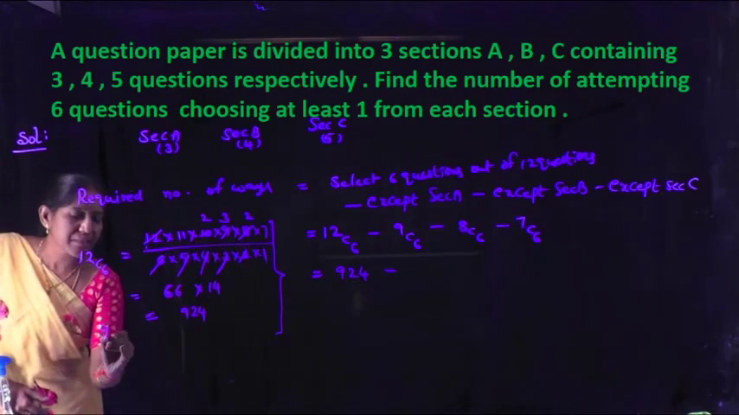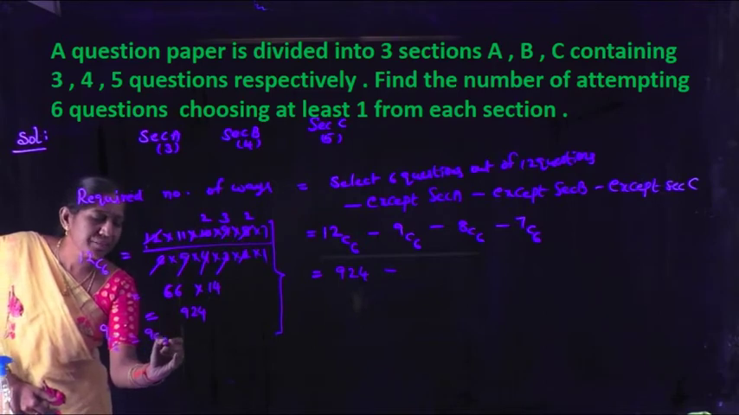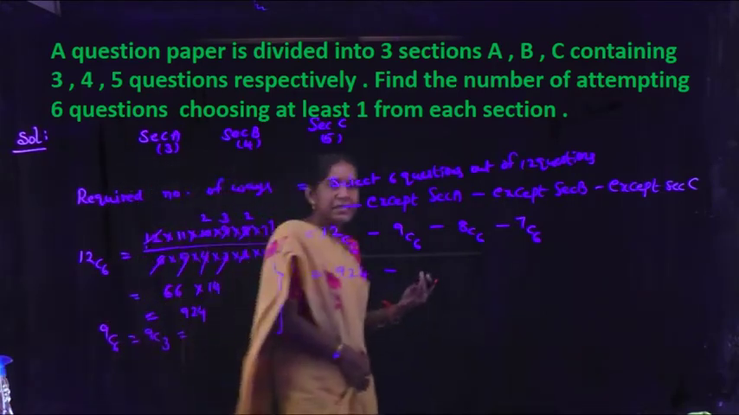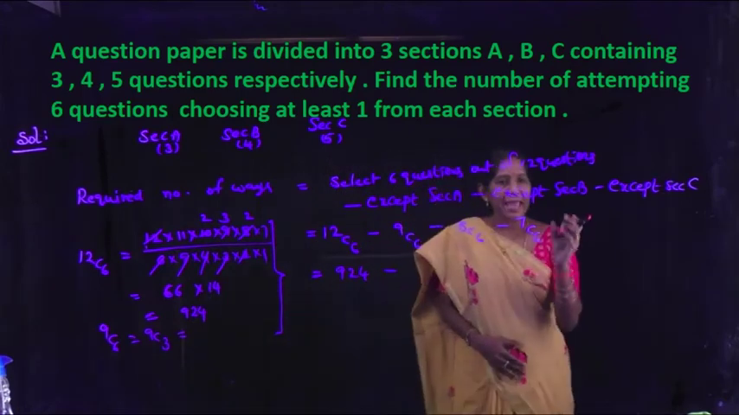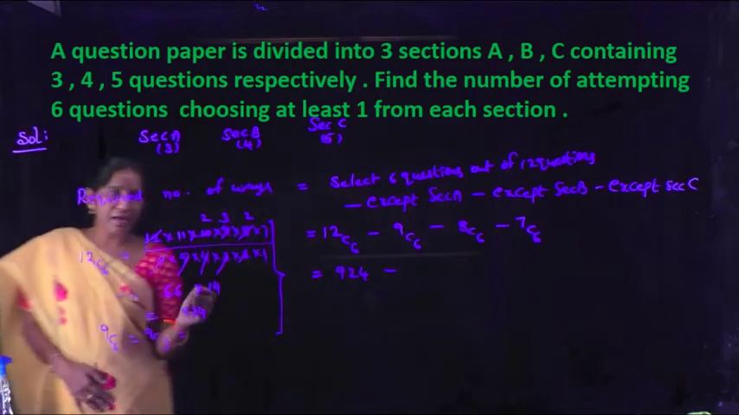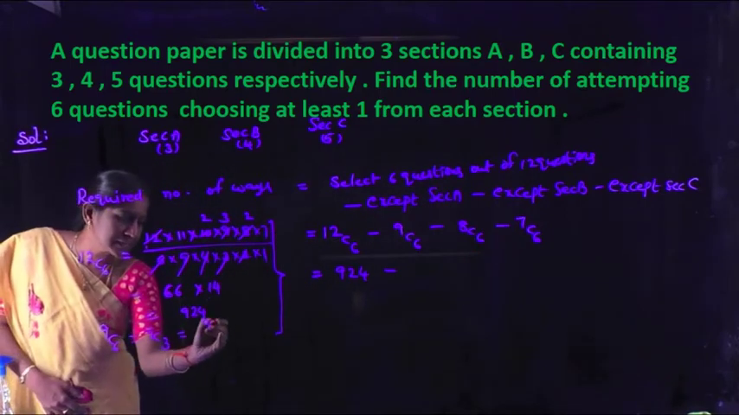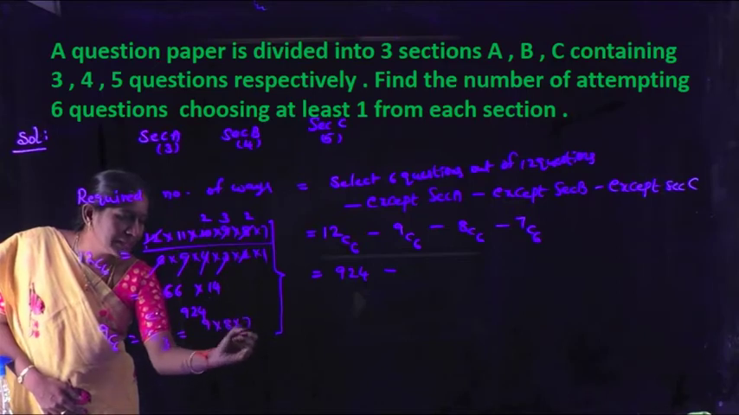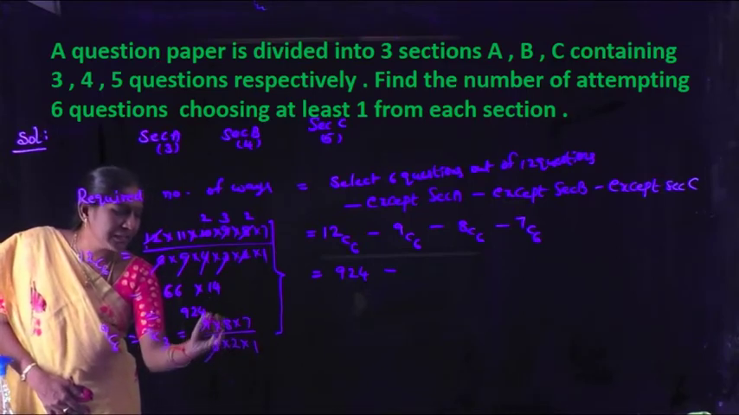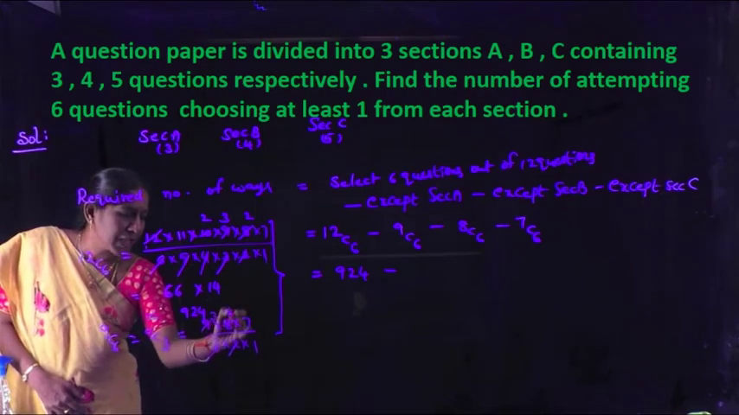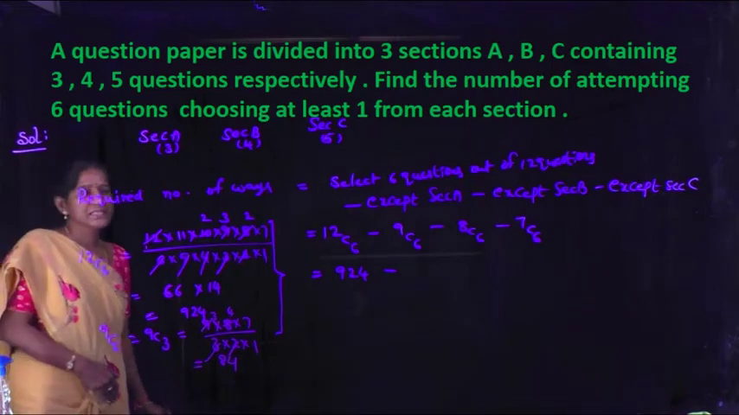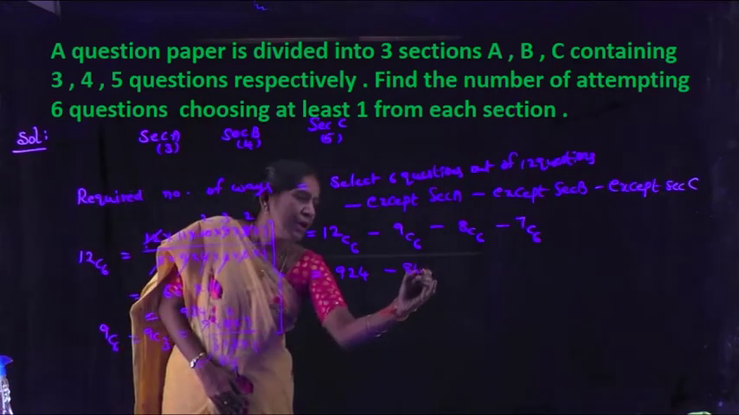924 minus the value of 9C6. 9C6 is same as 9C3, since already you know NCR is same as NC(N minus R). So 9C6 is nothing but 9C3. Then write the value of 9C3, that is 9 into 8 into 7 by 3 into 2 into 1. 3 times get cancelled, 2 4 times. 12 into 7 is 84. So the value of 9C6 is 84.